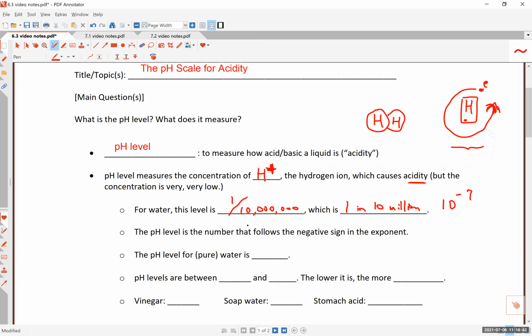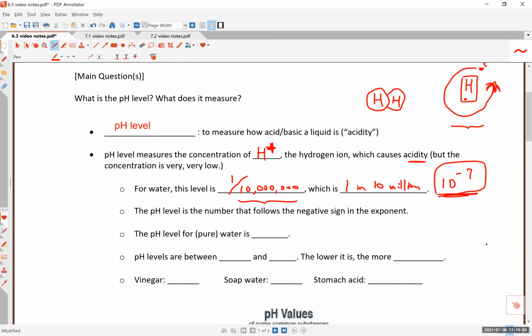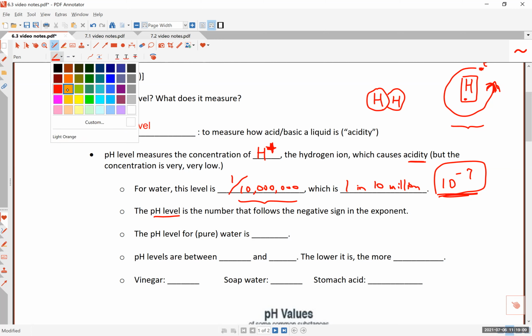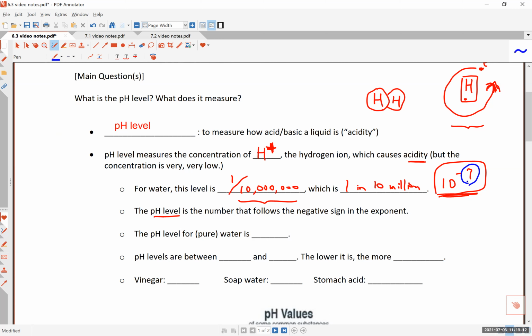Remember, negative means you have this large number in the denominator. The denominator is 10 to the 7th. So 1 over 10 to the 7th is called 10 to the -7th. This is the concentration of H+ in pure water. So water does have these hydrogen ions. The pH level is the number that follows the negative sign. We define the pH level to be not -7, but just this number.